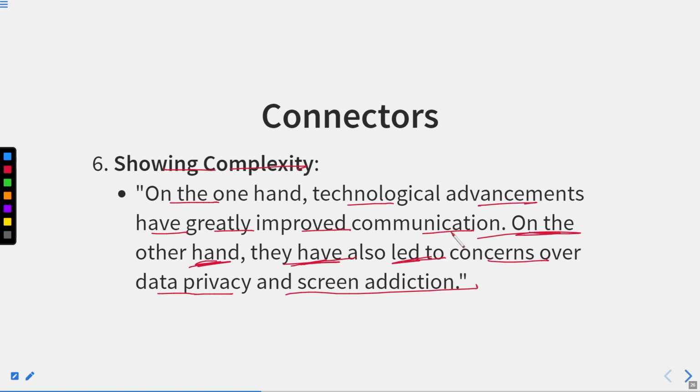Now, we know well that technological advancements have greatly improved communication. Also, we are very happy. In fact, many pieces of work can be done easily with the help of technology. Still, we are addicted to a screen. It means we have to look at the computers, at the data, or in the laptops, where our eyes are suffering. Now, this was the connector on the other hand, or the pair on the one hand and on the other hand.